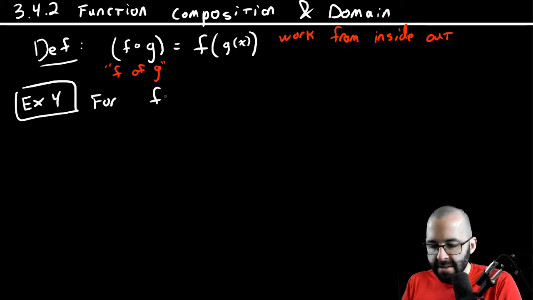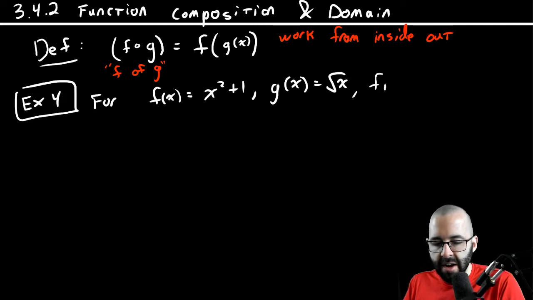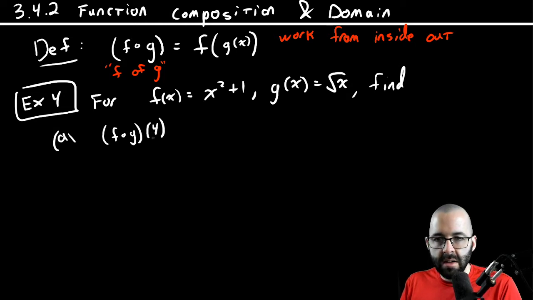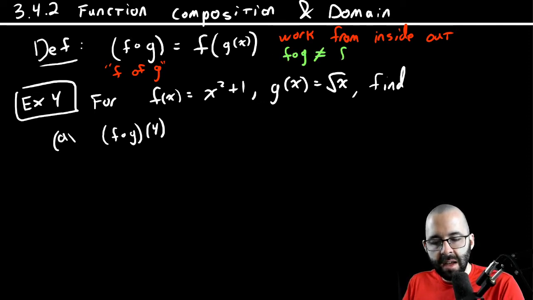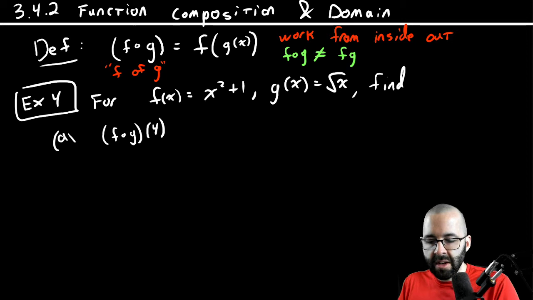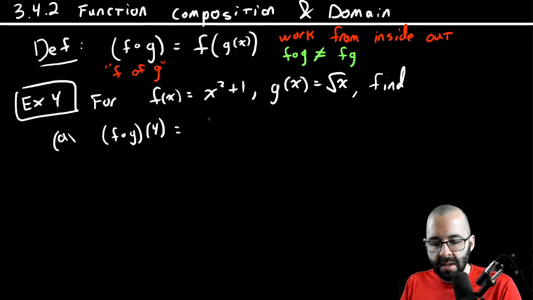So for f of x equals x squared plus 1, and g of x equals the square root of x, find the following. Part A is going to be, what is f of g of 4? So again, use the definition. Also, important note, right? F of g is not the same thing as f times g. The definition says f of g is f of g of x.